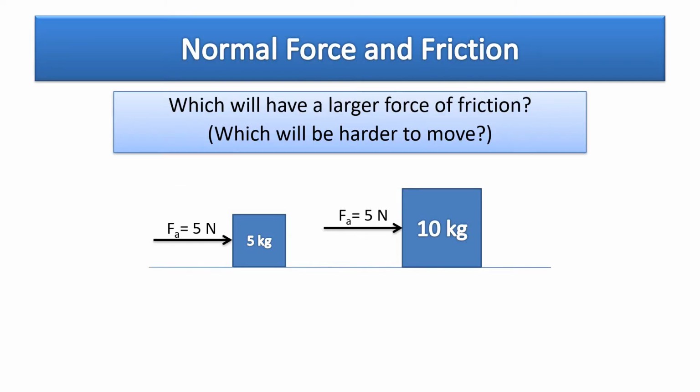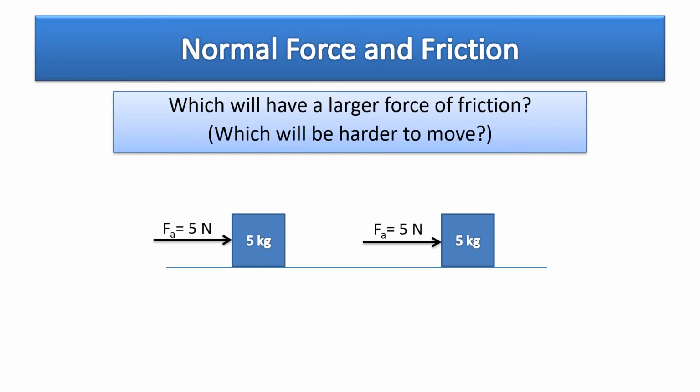So right now, think about it. If it's the same material for each block and the surface here, which will have a larger frictional force? In other words, which will be harder to move, the 5 kilogram block or the 10 kilogram block? Which one? It's going to be the 10 kilogram block that is harder to move. But why?